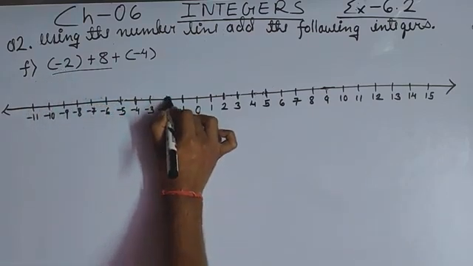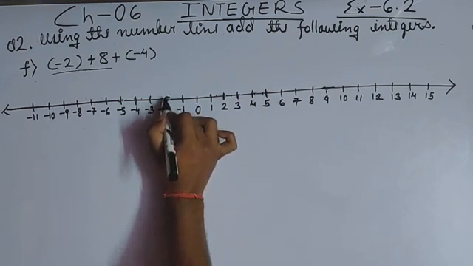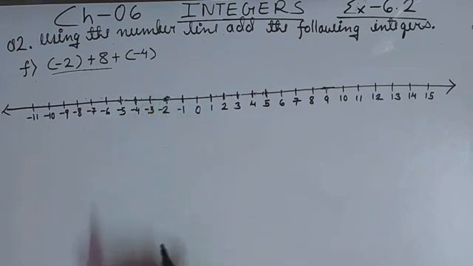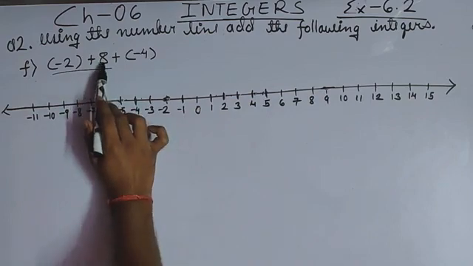This is the position of -2 on the left hand side of the 0. This is a starting point. Now what we will do, we will move how many places? We are moving 8 places.